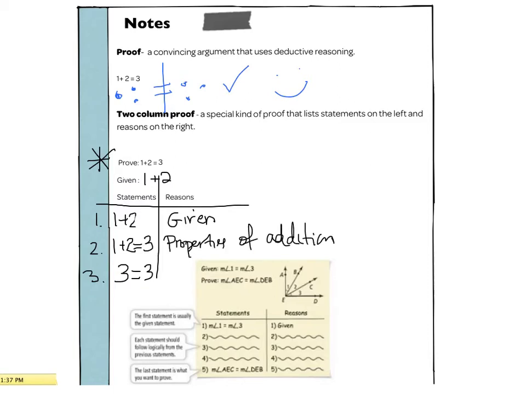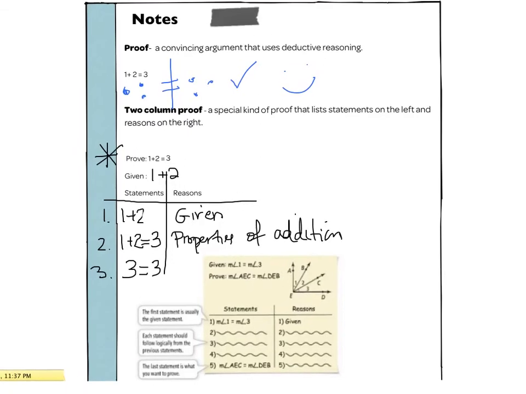And that's just simple addition. Now what we want to do is say, well, 3 equals 3. We've now gone ahead and substituted in 3 for 1 plus 2. And this is true because we just talked about it. This is the reflexive property. 3 equals itself. So this is the reflexive property of equality.